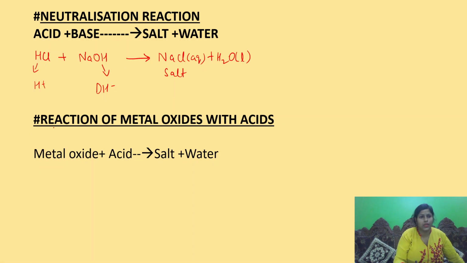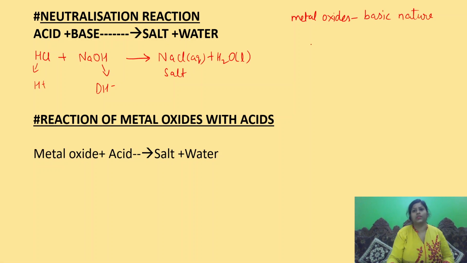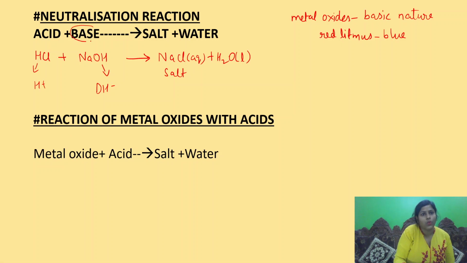So here is another reaction. Reaction of metal oxides with acids. Now we know that metal oxides are basic in nature, right? What is the meaning of basic? It turns red litmus paper blue, right? So these are basic. So whenever you react a base with an acid, what is formed? Salt and water. So here you can directly say that a salt and water is formed.